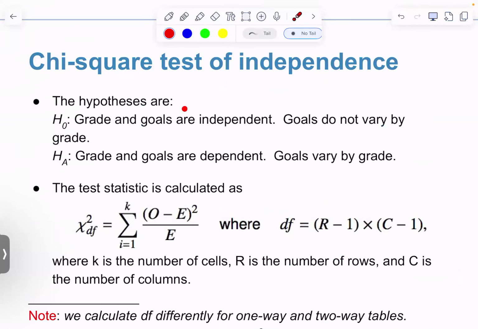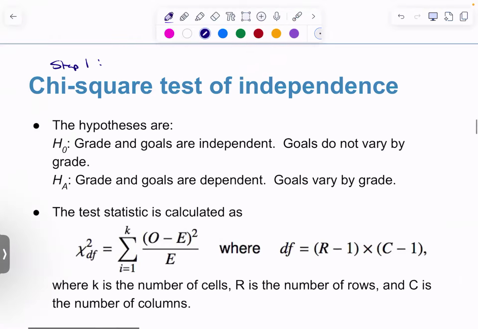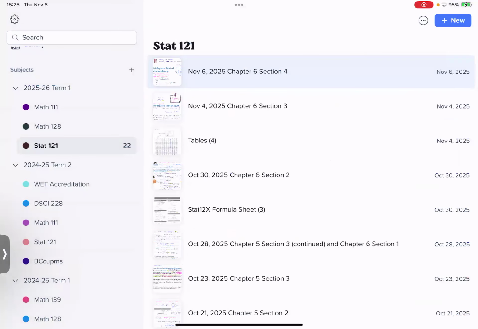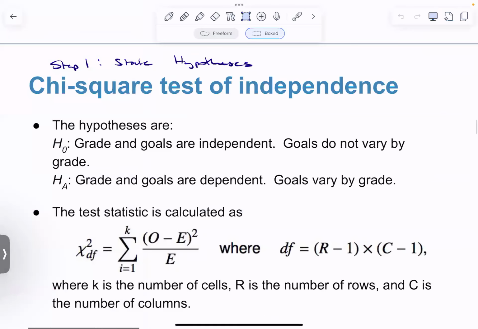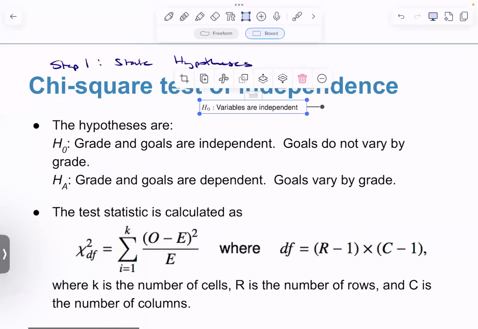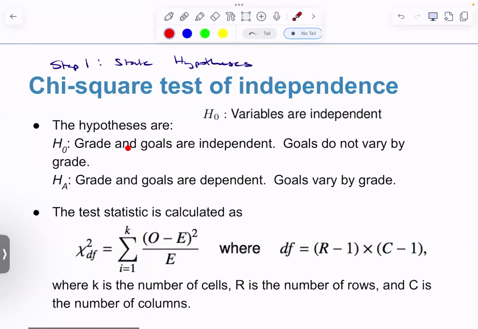If we have to state our hypotheses, step 1, state the hypotheses. On your formula sheet, you've got this generic null hypothesis that the variables are independent. What I want you to do is make them question specific or variable specific. Grade and goals are independent, which is also another way you could say that: goals do not vary by grade.